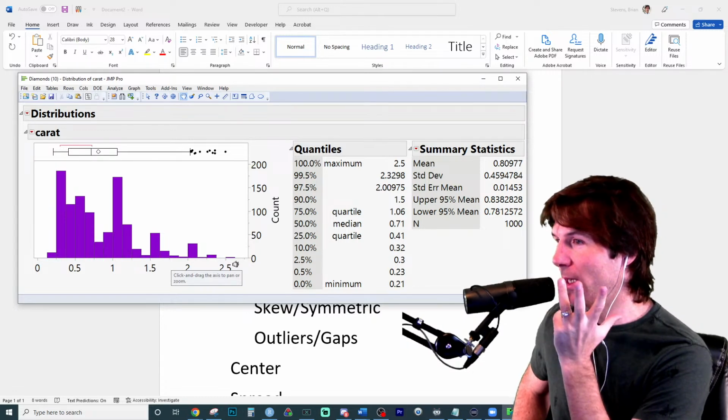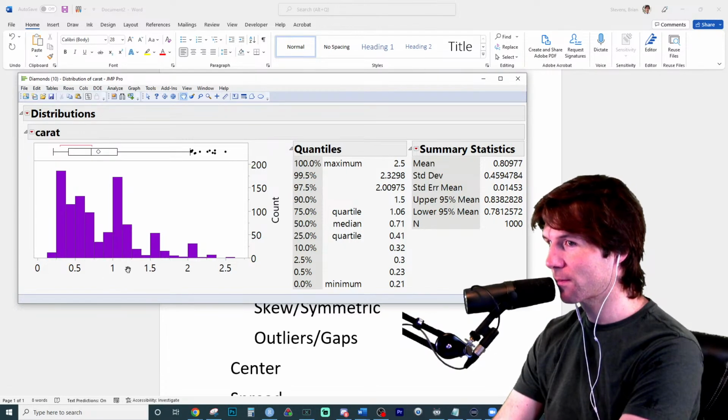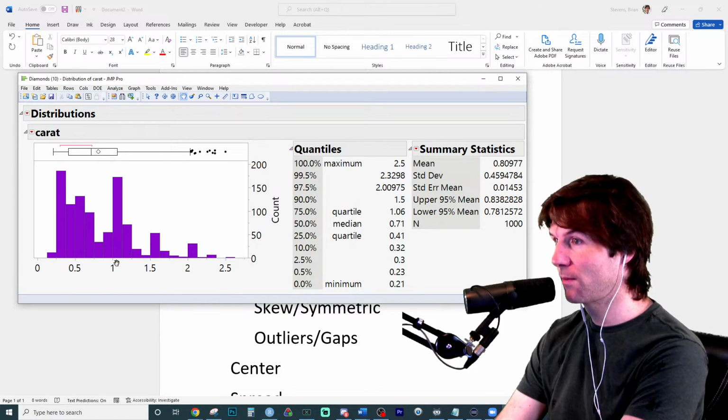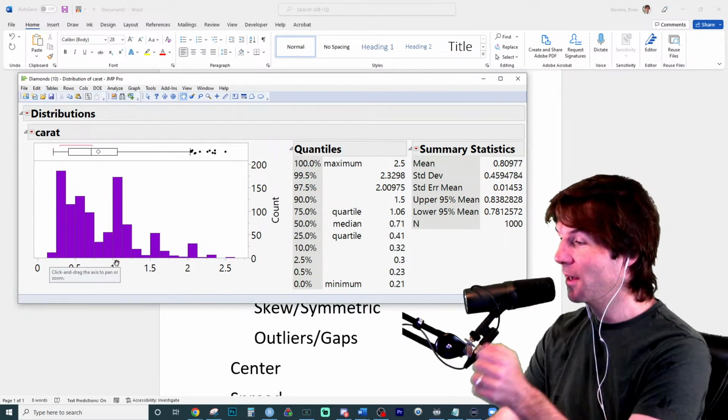So when people are buying diamonds, there's definitely a second peak around where? Where's that second peak very close to? Because these are diamonds, 1 carat diamonds, right? It's like, oh, I got a 1 carat diamond.